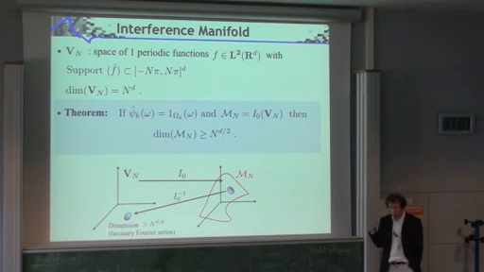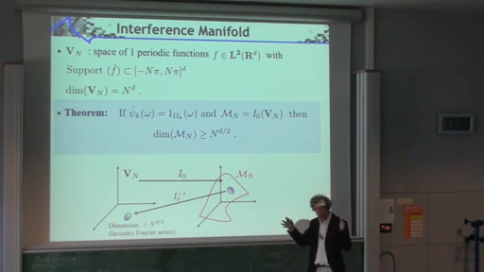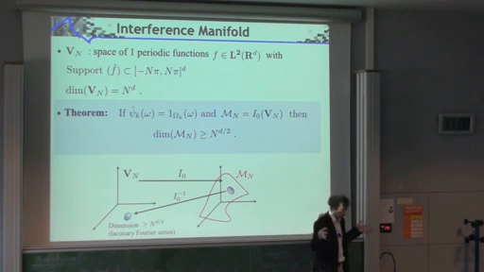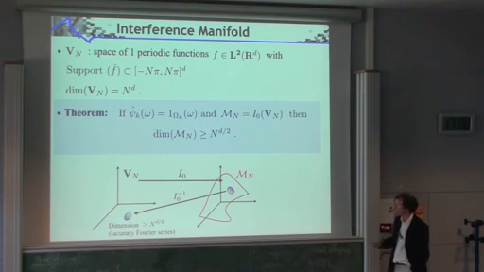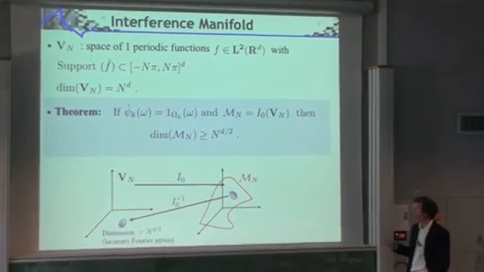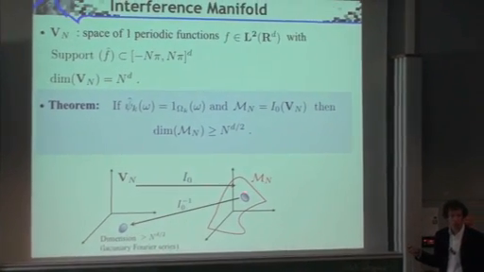Suppose I begin with a function whose frequencies are bounded, so in between minus nπ and nπ. So I'm in a space of dimension n to the power d. I'm going to map this function by my interference transform, my recursive interferences. And because I have a nonlinear transform, I'm going to map this space on a nonlinear manifold. And the question that I'm asking now is, how big is this nonlinear manifold?